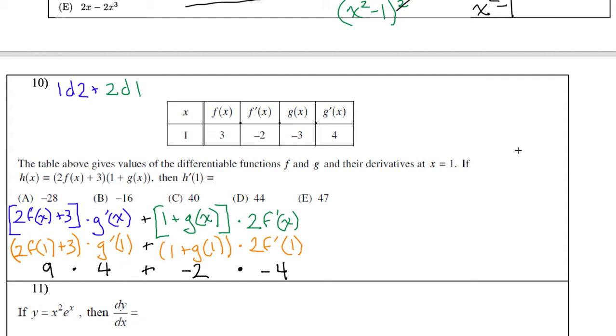9 times 4, I'll do it up here, that's going to be equal to 36 plus 8, because negative 2 times negative 4 is positive 8, and 36 plus 8 is equal to, I'm running out of colors here, I'm going to go back to blue. That's going to be equal to 44.